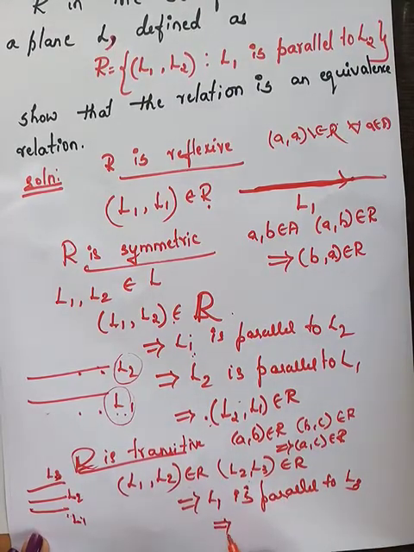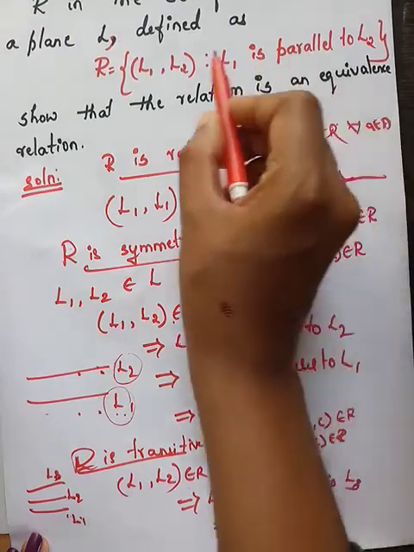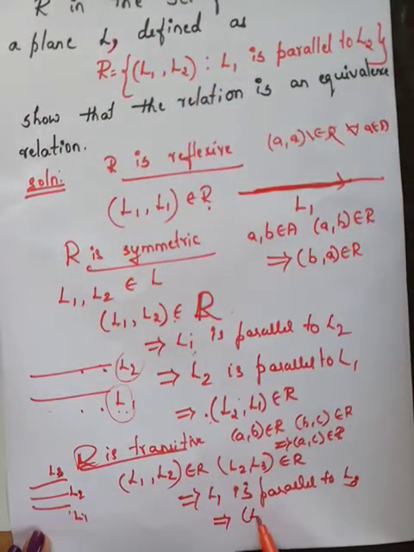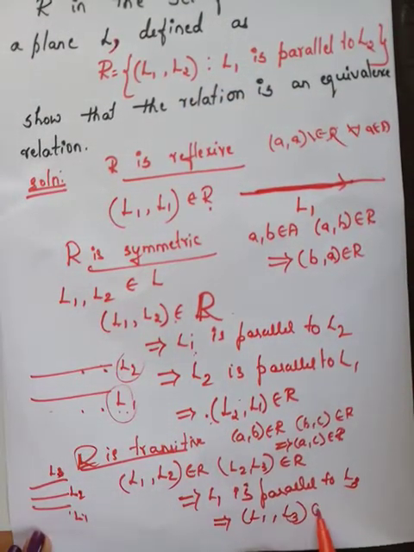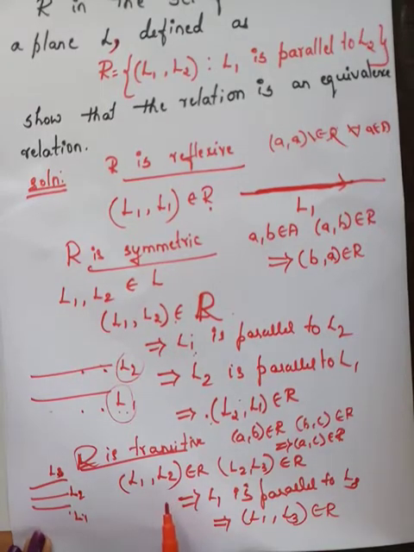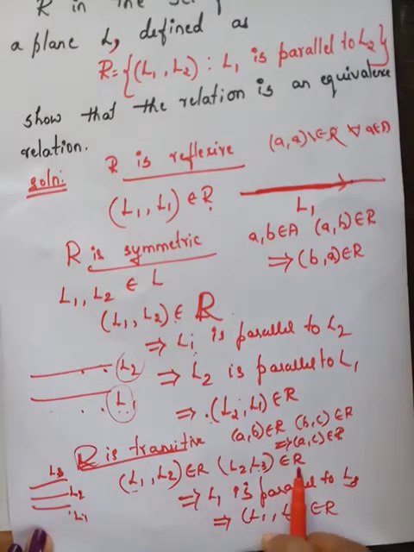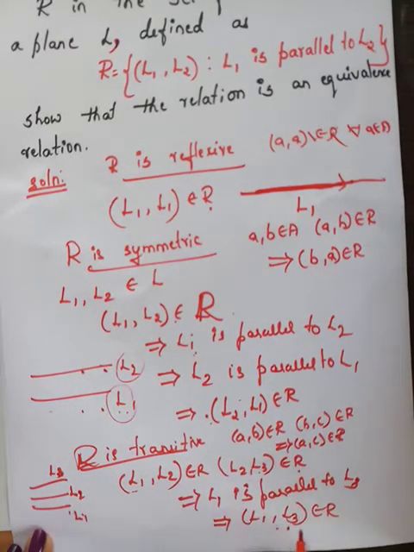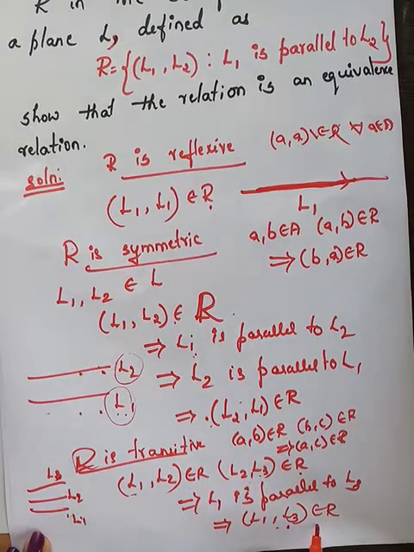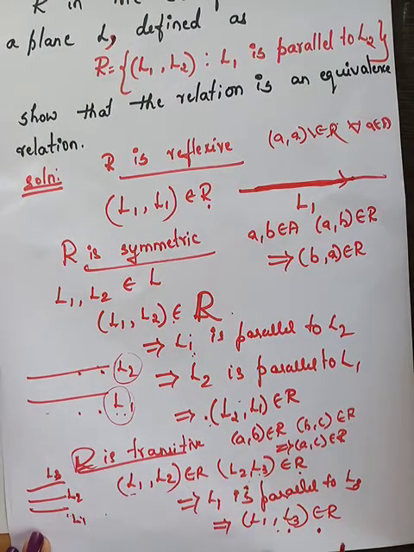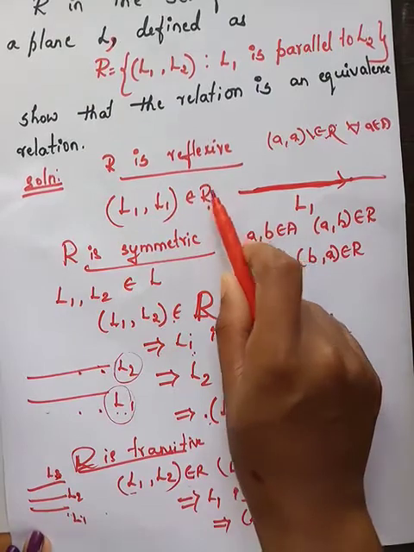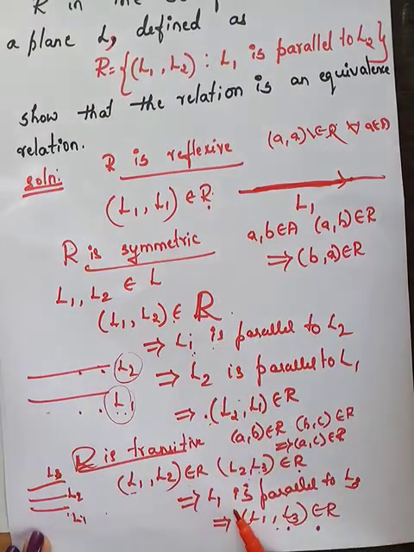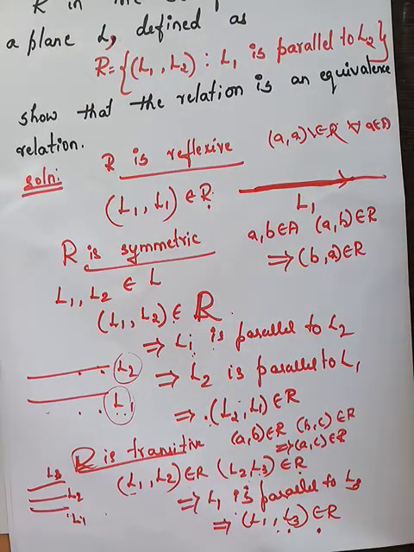If L1 is parallel to L3, according to our definition, the ordered pair (L1, L3) belongs to R. So from the assumption that (L1, L2) is in R and (L2, L3) is in R, we conclude that (L1, L3) is also in R. Therefore, the given relation is transitive. Since the relation is reflexive, symmetric and transitive, it is an equivalence relation. I hope you are clear with this. This is a simple problem.